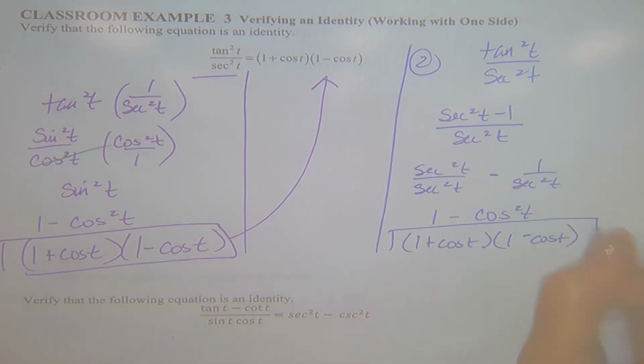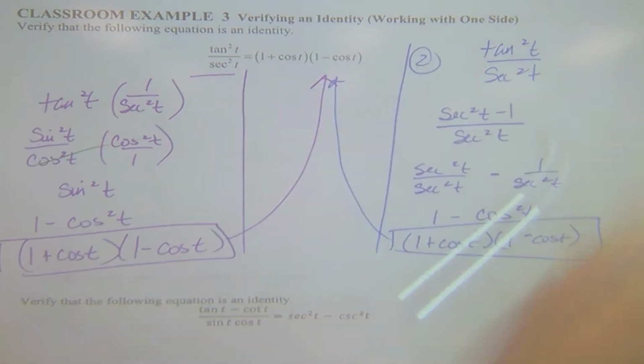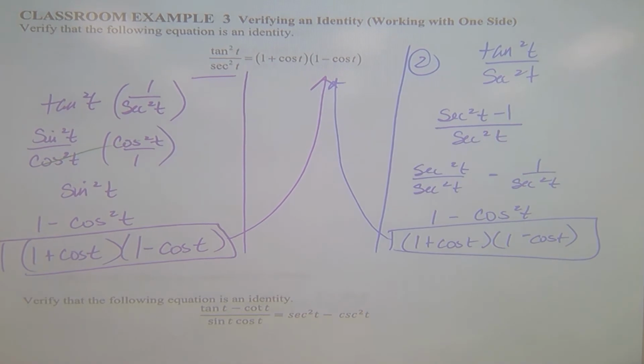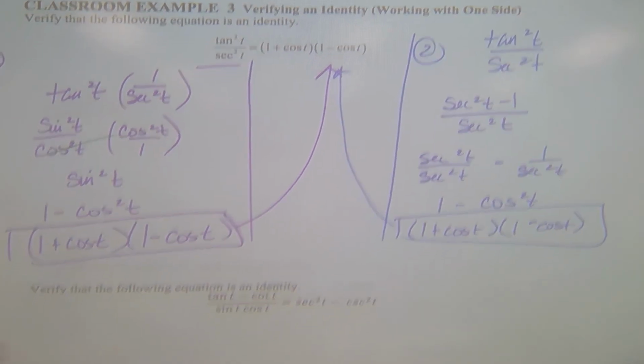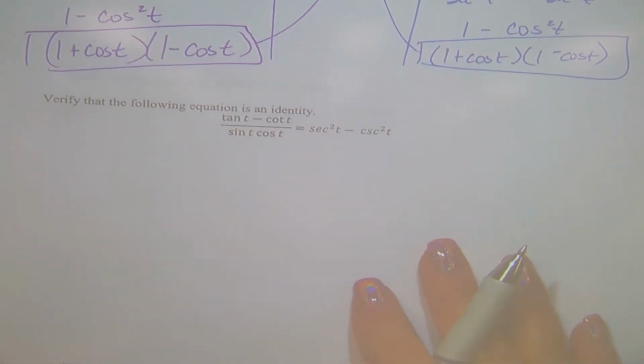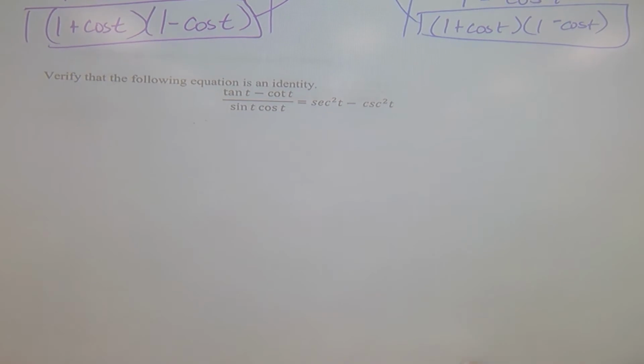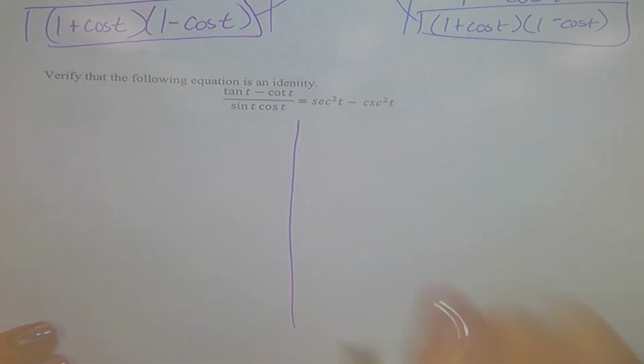Whatever you do, you have to show me your steps so that I can see the connections that you made. All right, so two different methods. You never have to show me more than one way. I show you more than one so that you can see different ways to follow the path. All right, verify the following equation is an identity. I'm verifying, I'm not solving. I'm picking a side and working down that side. I'm going to choose the left again.